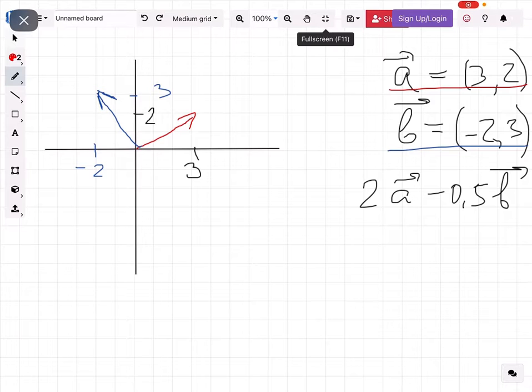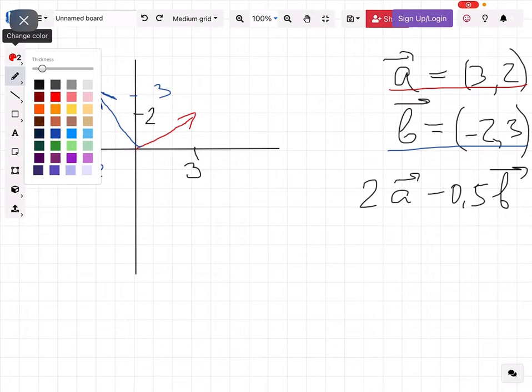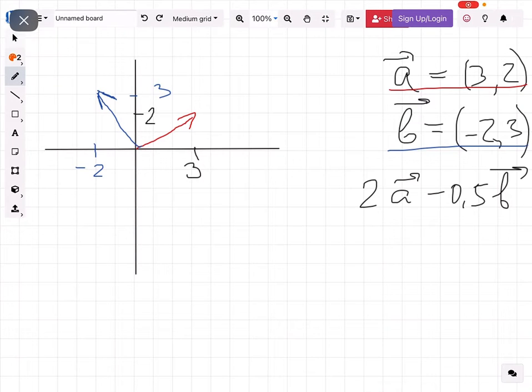Now, to do what we want to do, we need to make vector 2A, which is basically doubling vector A, twice its size, same direction. So let's change the color and let's make it, let's say, orange. So it's going to be a vector that is the same way as the original one, but double the size, right? Okay. Yeah, like this, okay?